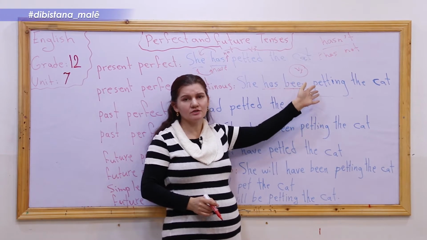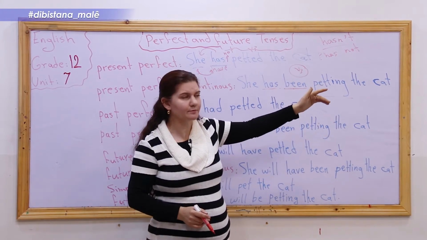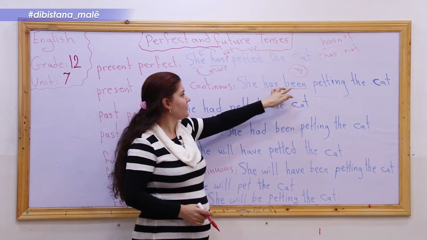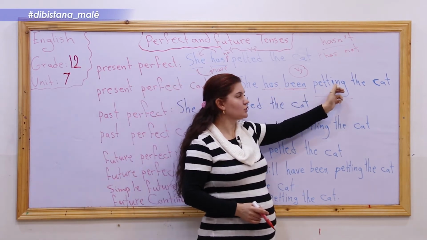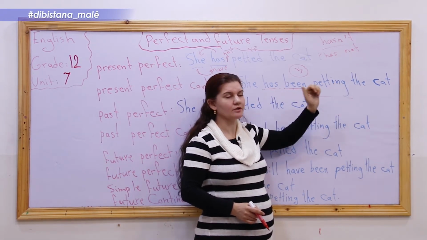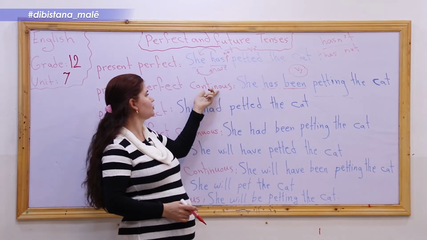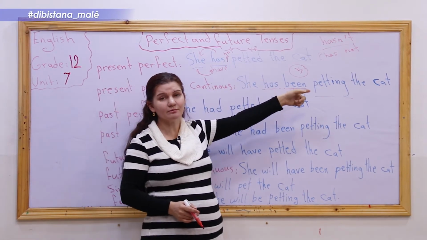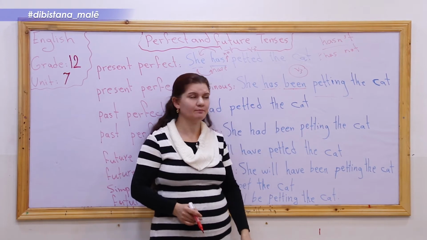It's been. It's the third form of the verb to be. Has been painting. Don't forget ing. Why? Because here we mentioned continuous.